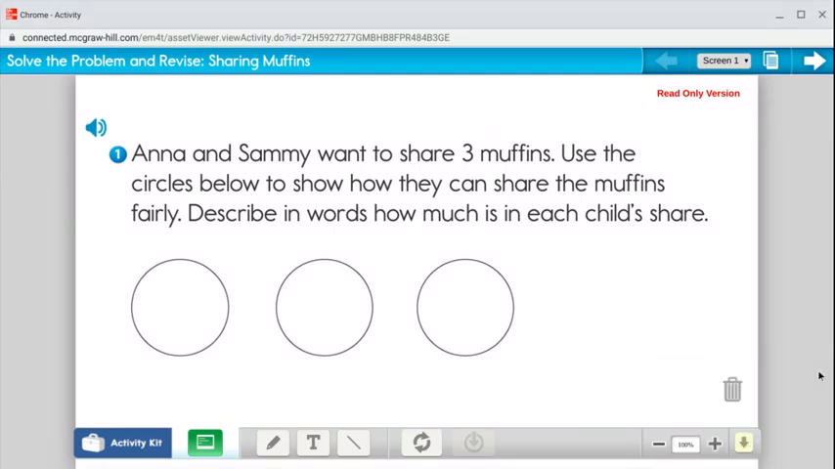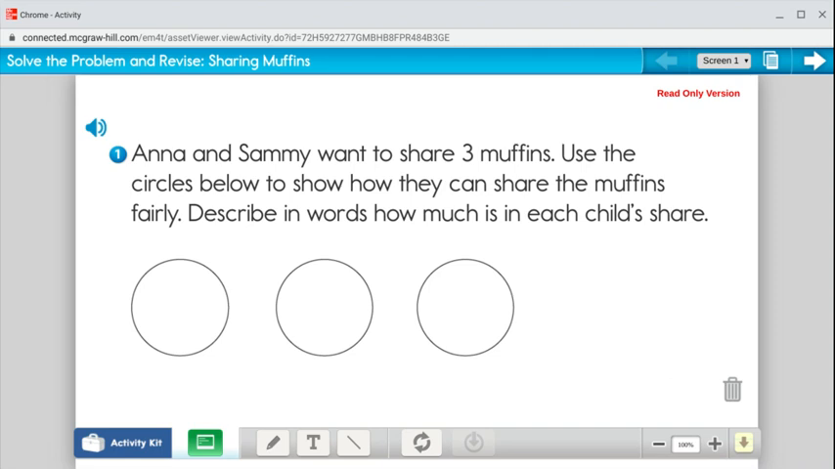All right. So for our open response today, we're going to be solving a problem about sharing muffins. We're going to do the first one together, and then the second one I'm going to post for you to work on. And I will share the answers with you after you complete that.